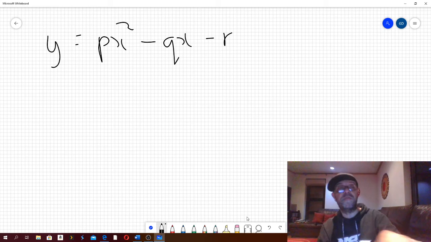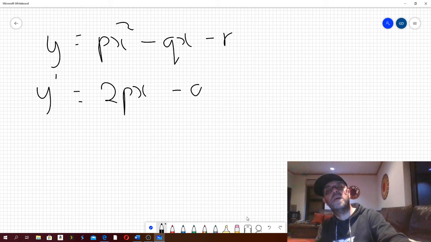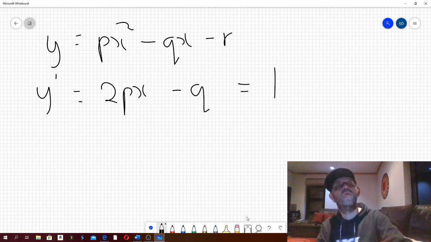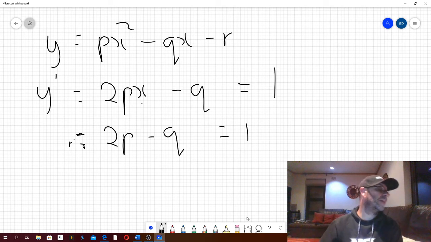So that means, again, if I differentiate this equation, y prime is 2px minus q. This derivative must be equal to 1 at the point (1, -2), or where x is 1. So that means that 2p minus q equals 1. Therefore, there's my first equation.